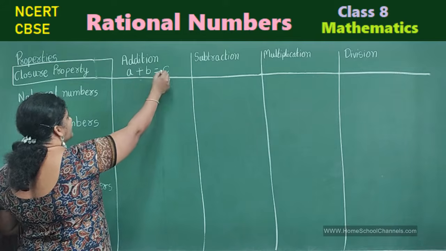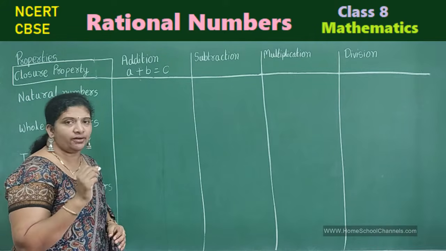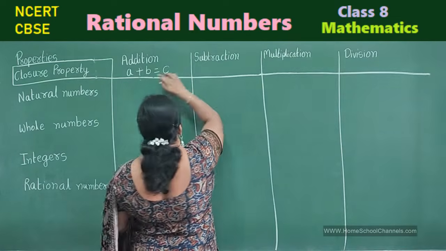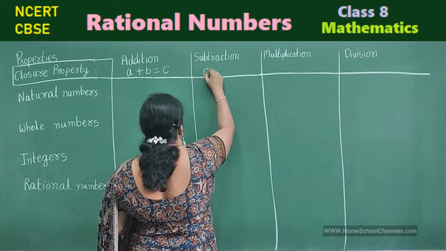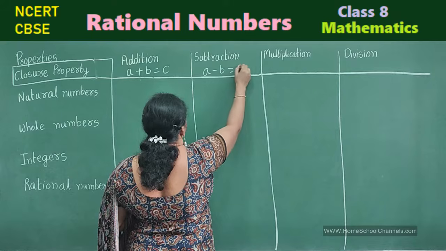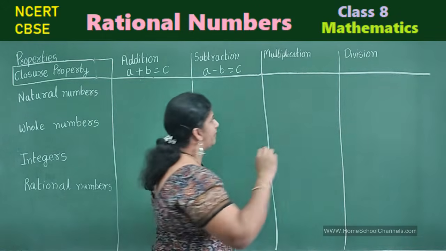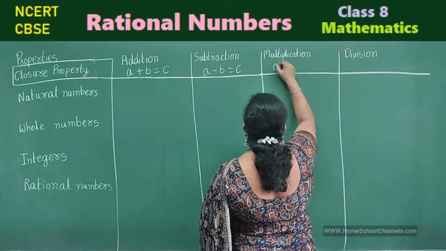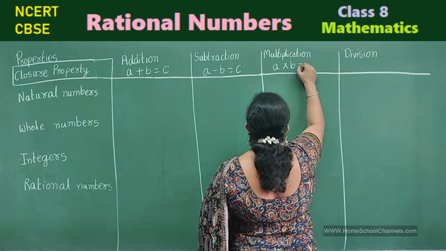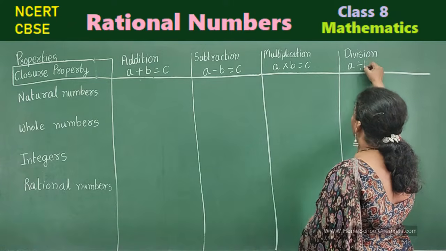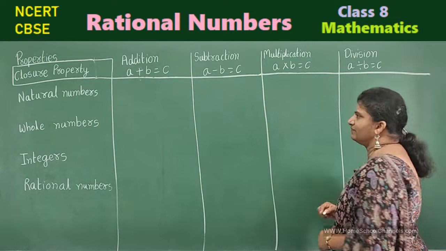A plus B is equal to C is a closure property under addition. Under subtraction, in the place of plus, you take minus. A minus B must be equal to C to satisfy the closure property. Multiplication, A into B equal to C. Division, A divided by B equal to C.